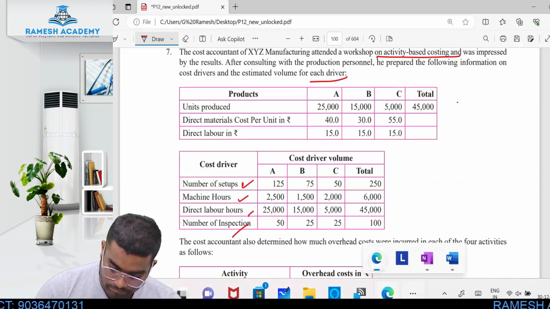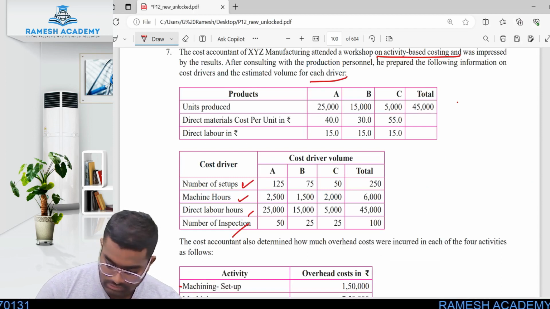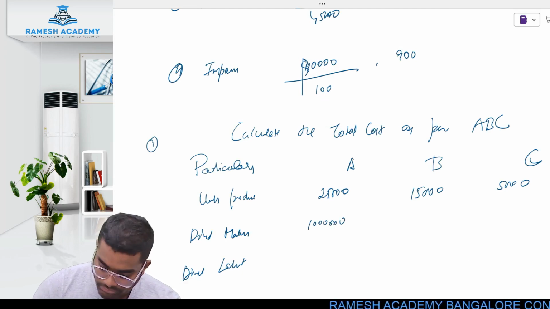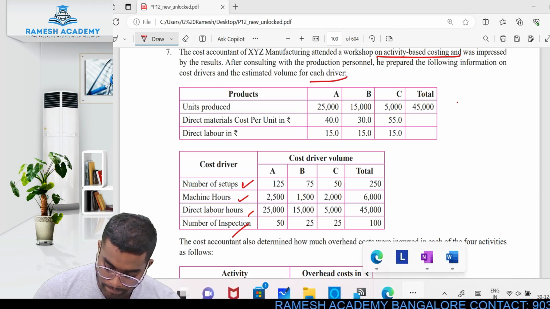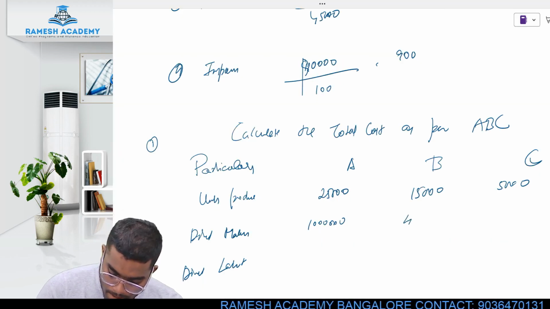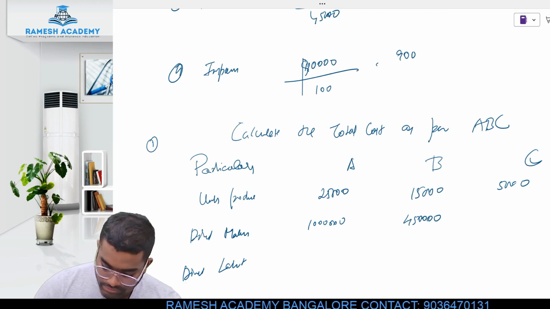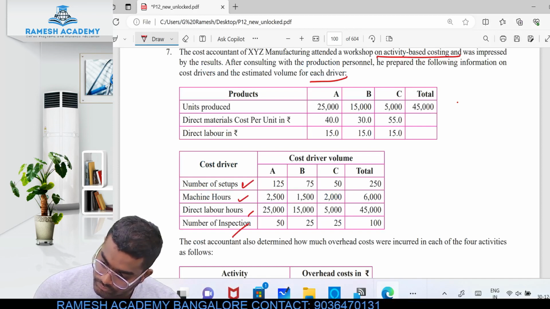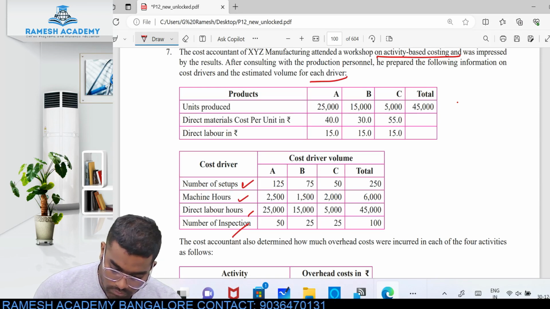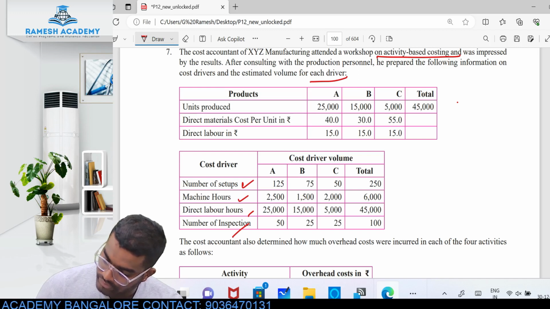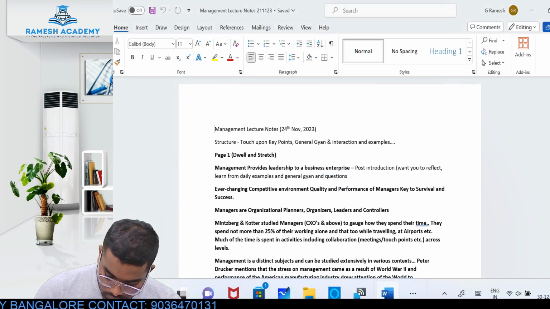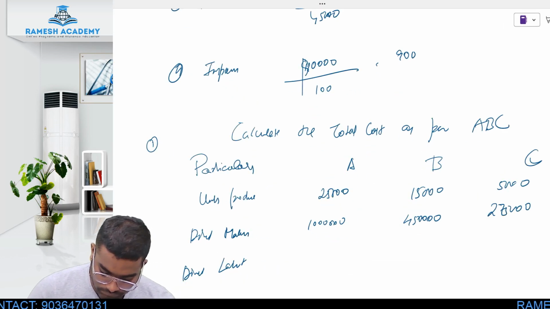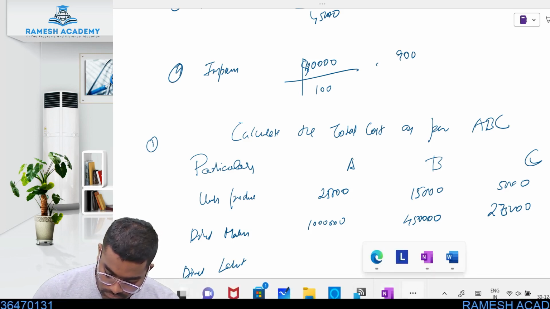So material, so first is 25 into 40, it is 10 lakh. Here it is 10 lakh. Then 15,000 into 30, 4 lakh 50. Then 5,000 into 55, which is, I'm sorry, 2,75,000. So material done.